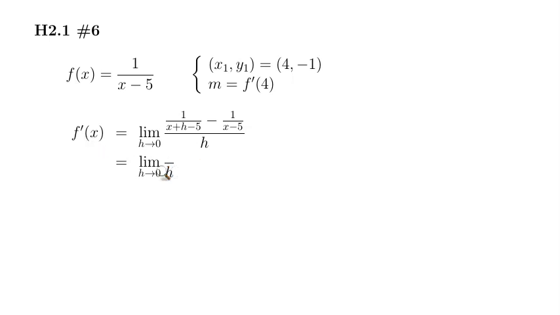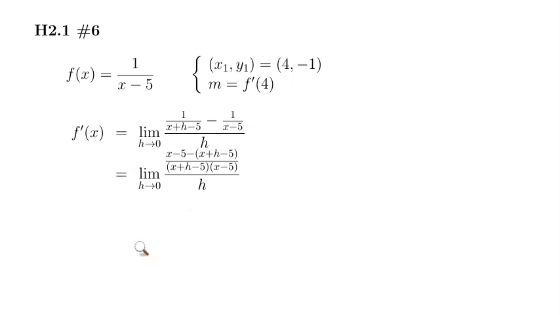We'll also take care of the h on the bottom. First we should take the common denominator, which would be x plus h minus 5 times x minus 5. The common denominator is just the product of those two denominators. On the numerator, we multiply 1 by x minus 5, so you'd have x minus 5. Then it's a subtraction, so we subtract 1 times x plus h minus 5, and we put x plus h minus 5 in there.